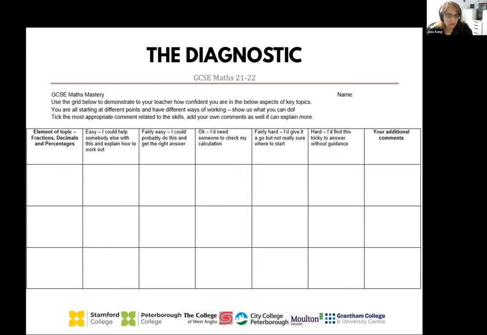And this is the main focus that I want to talk about today. This is the diagnostic that we actually used.